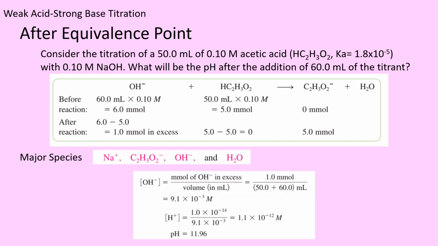Okay, so from here, we will be using the concentration of hydroxide ions, which is the millimoles of hydroxide ions in excess over the total volume of the solution, which is 1 millimole divided by 60 plus 50 ml, or 110 ml. And then we will get 9.1 times 10 raised to negative 3 molars. From there, we can calculate the hydrogen ion concentration, which is 1.1 times 10 raised to negative 12 molars, and then calculate the pH. So the pH of the solution after equivalence point is 11.96.